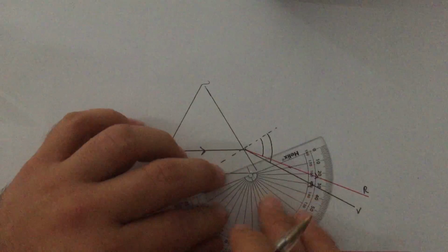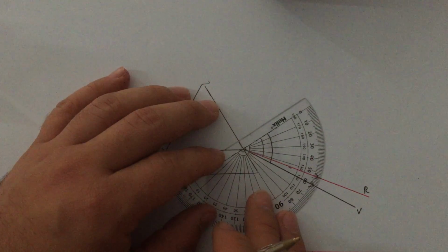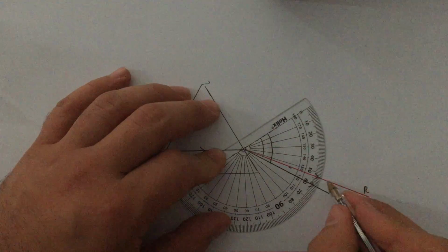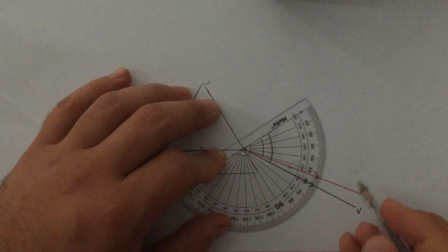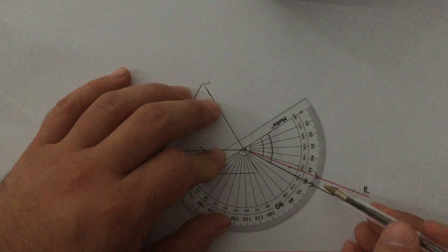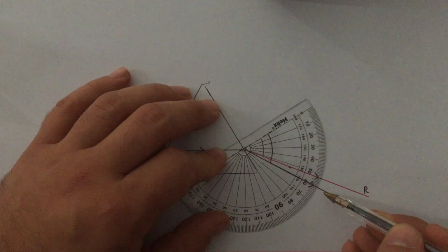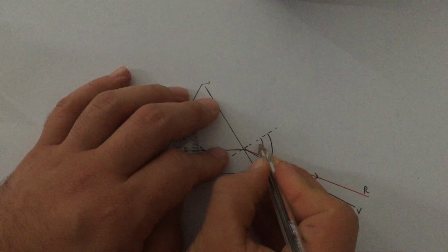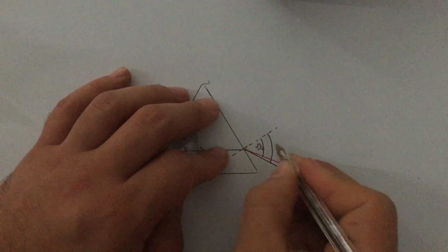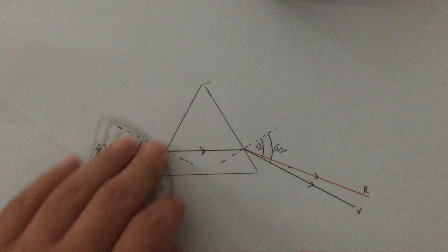And then for our 2 angles here, if I line it up, for our red we are getting 53, and for our violet we are getting, I believe, bang on 60. Okay, so for this we have 53 degrees, and for this one we have 60 degrees. So you can see that violet light has refracted more.